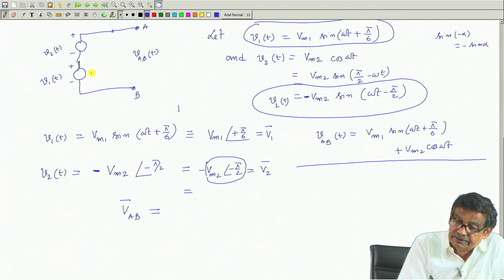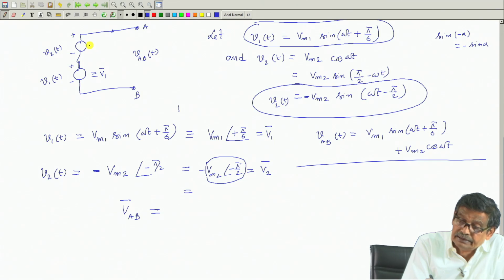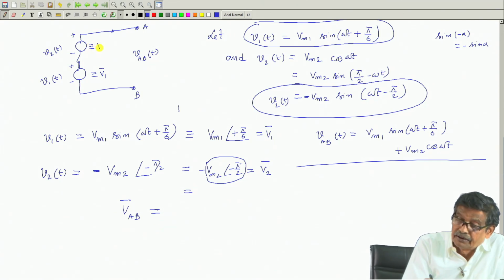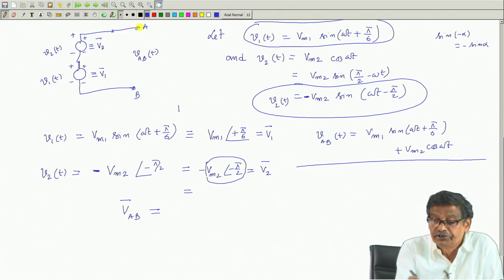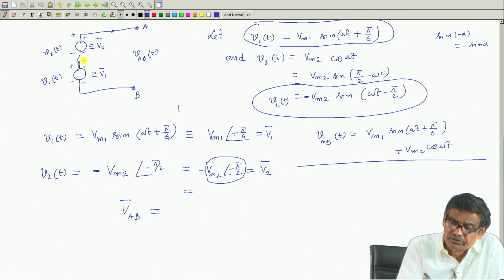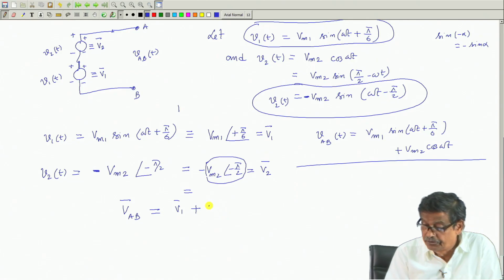So, this is equal to your V1 bar and this is equal to V2 bar, with plus minus remains as it is. Therefore, your potential of A with respect to B, just like DC circuit here, minus to plus V1 bar plus minus to plus V2 bar.